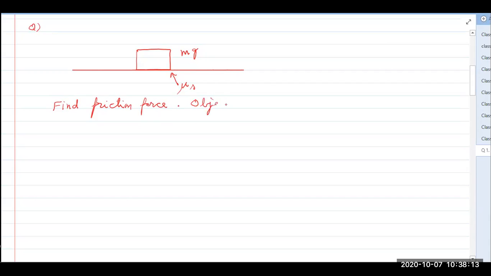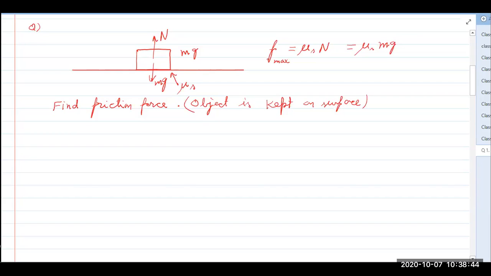The object is kept on the surface. Okay. So see, in this case, the maximum friction force, the limiting friction force, is given by mu times normal. And that is mu s, and normal is equal to how much? m g. So this will be mu s m g. So this is the maximum value of friction force.